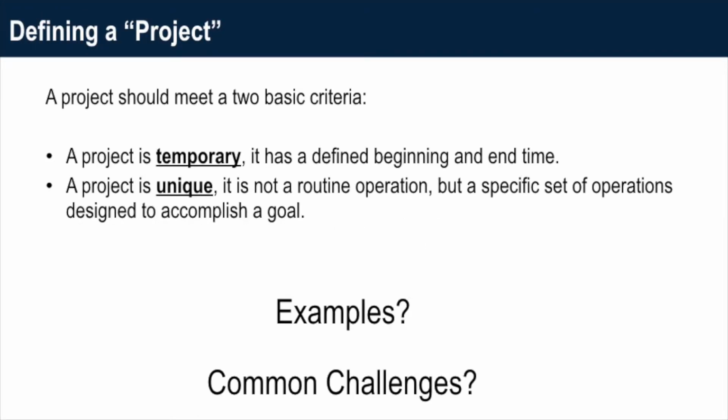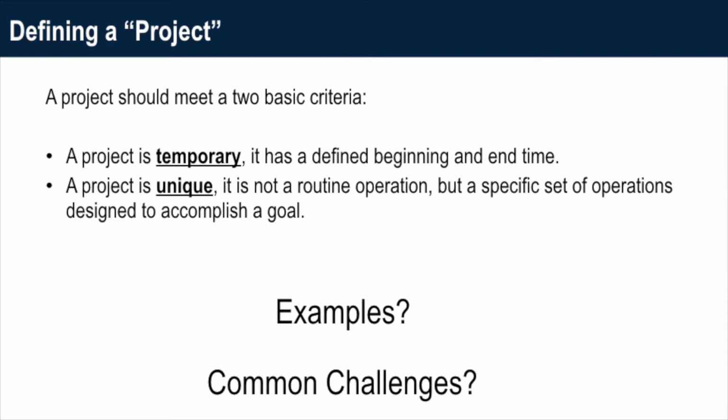So first we'll start by defining what a project is. And to do that, they really need to meet 2 basic criteria. First, a project is temporary. So that means it has a defined beginning and end time. Too often we get caught in the trap of calling things projects that are actually just ongoing work. So it should be temporary in that it has a beginning and an end.